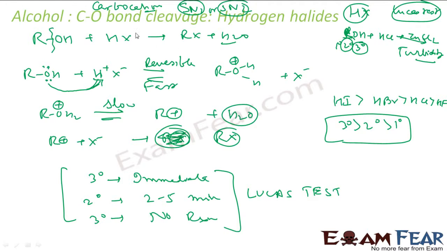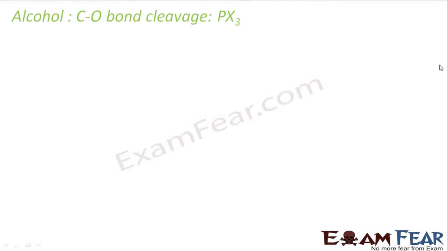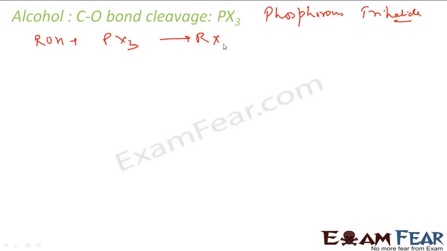And this says nothing but the same thing, the C-O bond is cleaved. So I have ROH, we react with HCl in the presence of ZnCl2, you get RCl, and this is turbidity. So let's see the alcohol reaction with PX3, that is phosphorus trihalide. Here we have this alcohol, we react with PX3, you get RX and H3PO3.